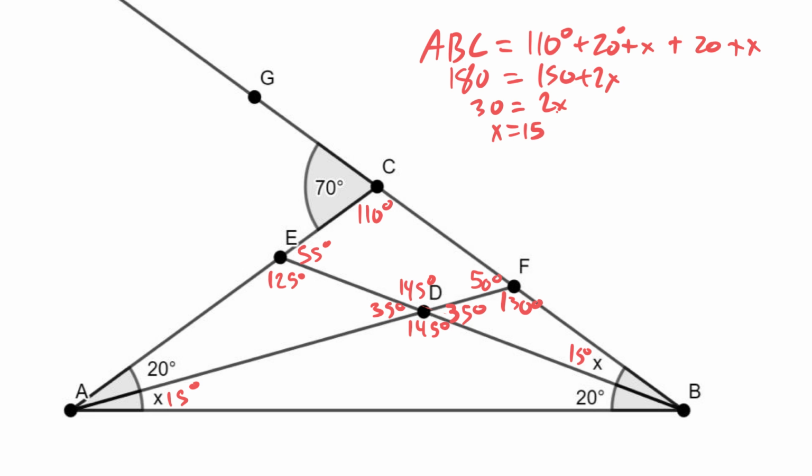Now, just for fun, if you look at CEDF, this is actually a 4-sided shape. And if we add up all the angles in there, 55 plus 110 plus 145 plus 50, that gives us a total of 360. And this isn't a coincidence. In a 4-sided shape, the angles inside always add up to 2 triangles, 2 triangles being 360.